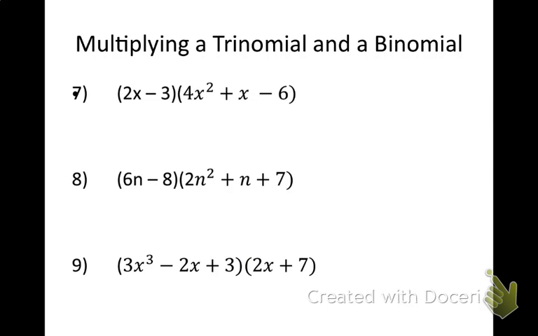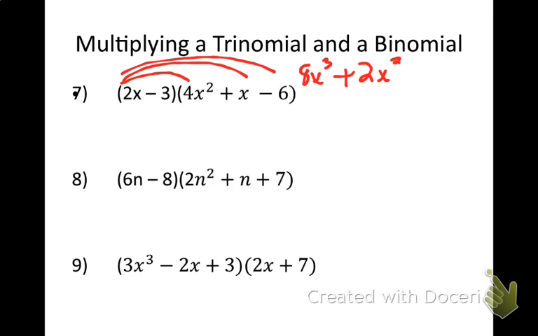So number 7 here. I have 2x minus 3 times 4x squared plus x minus 6. I'm going to start off by distributing the 2x to everything in my second term. So 2x times 4x squared is 8x cubed. 2x times x is 2x squared. And 2x times negative 6 is negative 12x. Okay, so I distribute the 2x to everything.